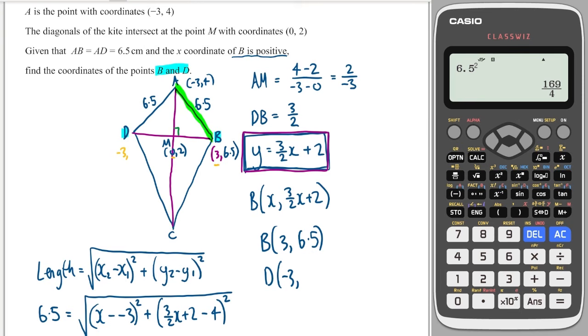And the y value, again, it will be on that line. So I can just sub it into y is equal to 3 over 2 x plus 2, which is going to give me 3 over 2 times negative 3 plus 2. It's going to give me negative 2.5. And that is our final answer for B and D.